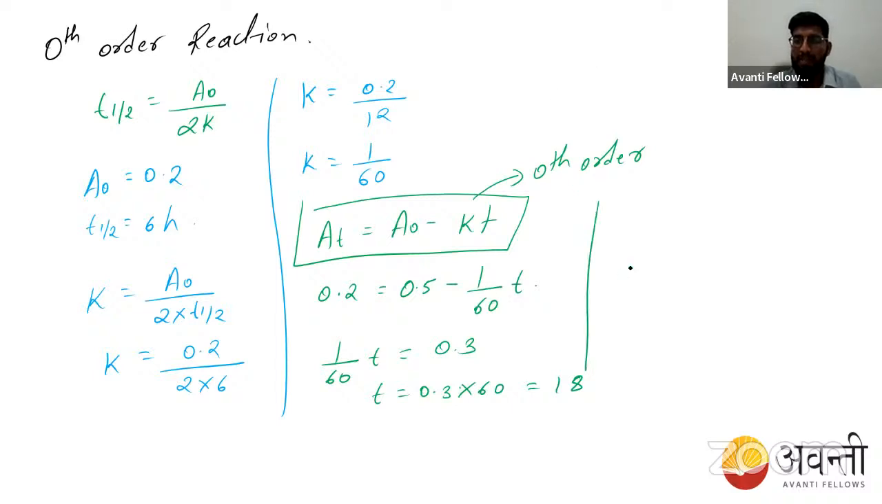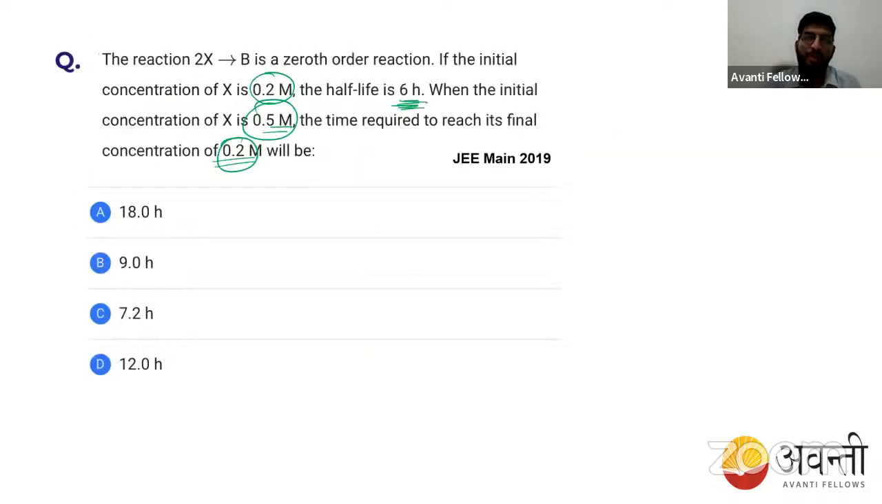So what is the correct answer? T is equal to 18 hours. So this is our correct answer. Option A is the correct one. So T is equal to 18 hours. I think it's clear to all of you.